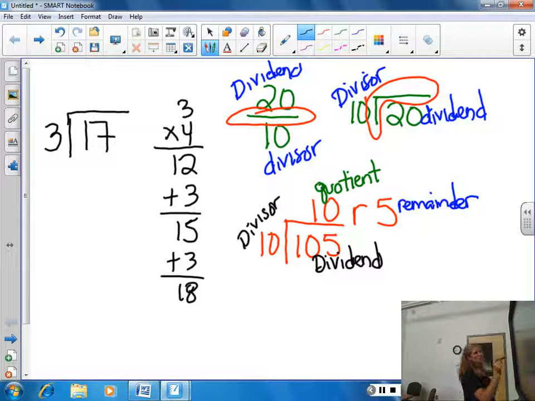So it can't be that it goes 5 times. It could be that it goes 6 times. It goes 4 gave me 12. 1 more gave me 15. So I think it's 5.